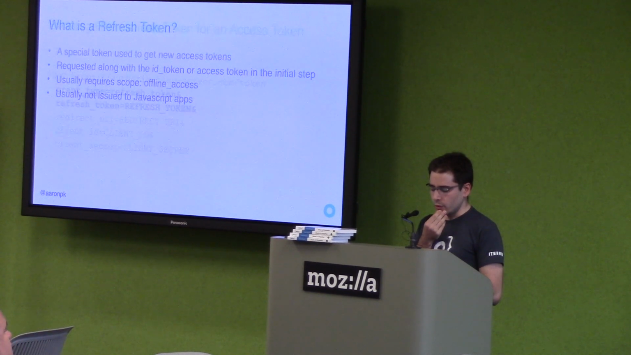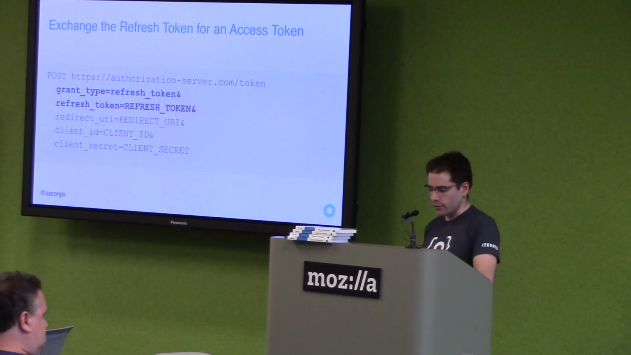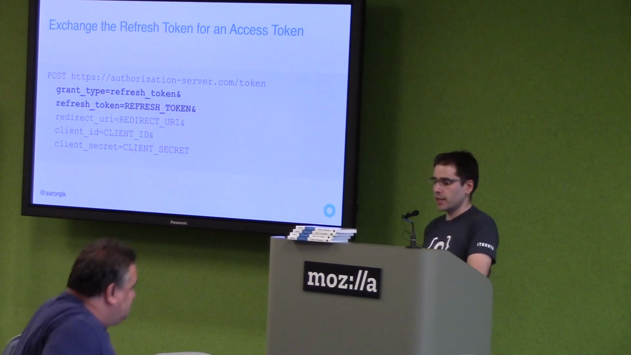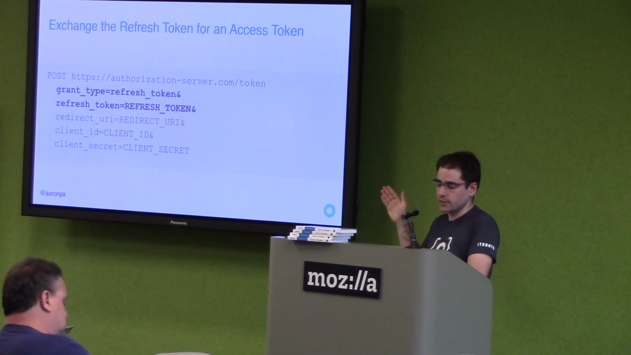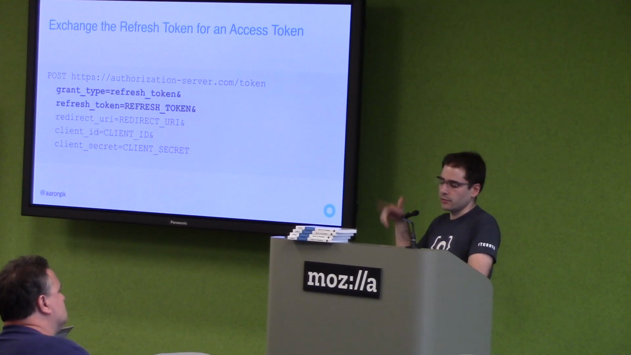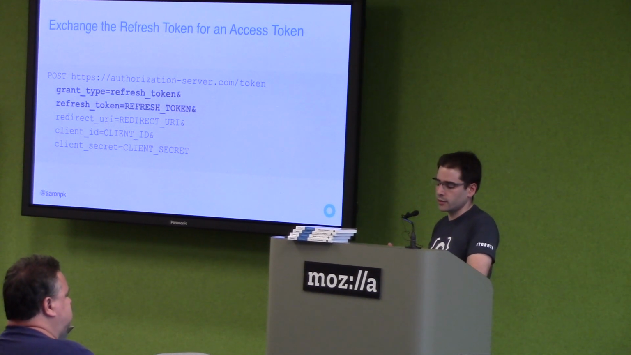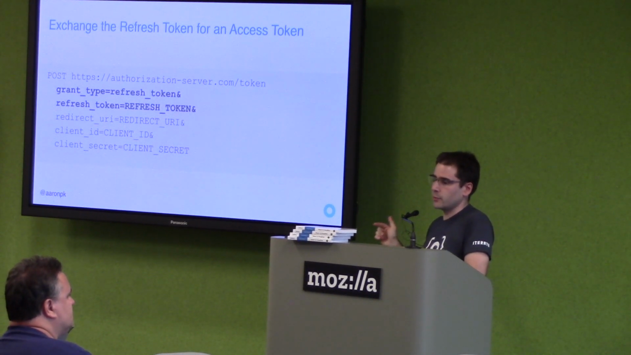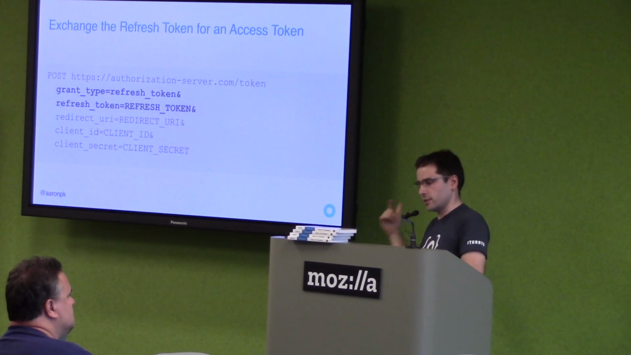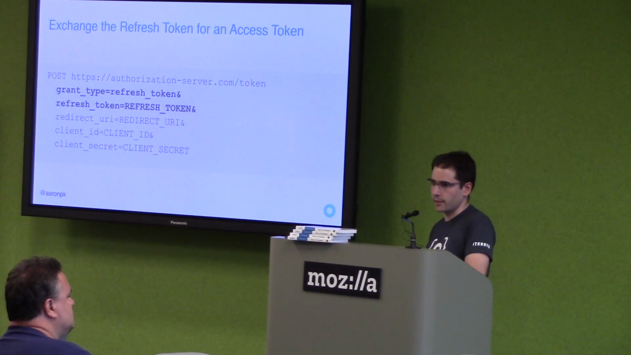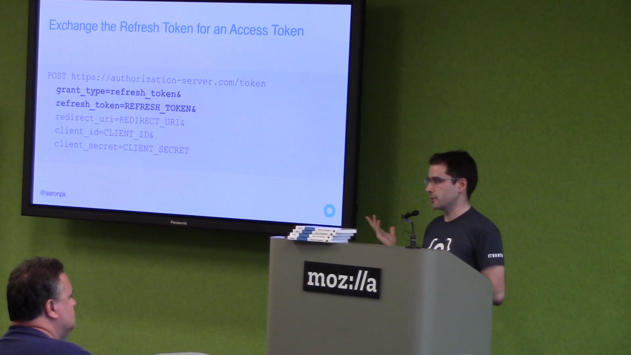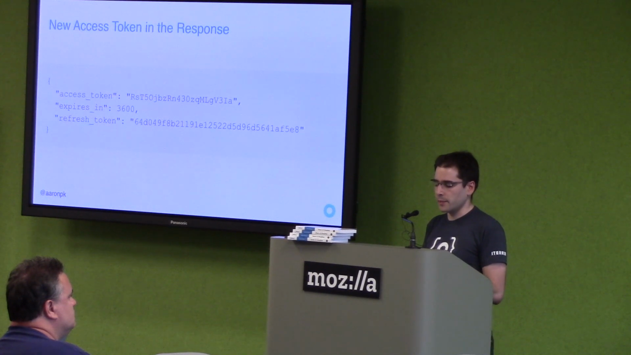So to use the refresh token, the app just makes a request with grant type set to refresh token. It includes the refresh token as well as the redirect URI that was used originally to get that token, and the client ID and the client secret, but only includes the secret if it has a secret. So a native app would not use that. If for some reason a JavaScript app had a refresh token, it would also not use the secret. It'll get back a new access token in the response.